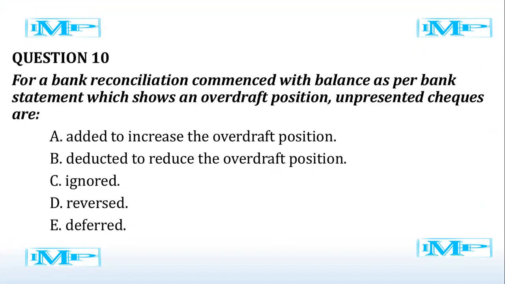The basis for this is that unpresented checks are credit entry items in the cash book, which reduce the balance of the cash book. For a cash book with an overdraft balance, unpresented checks increase the overdraft position and thereby move it towards sameness with the overdraft balance in the bank statement when added to that overdraft balance in the bank statement. A is the answer to question number 10.